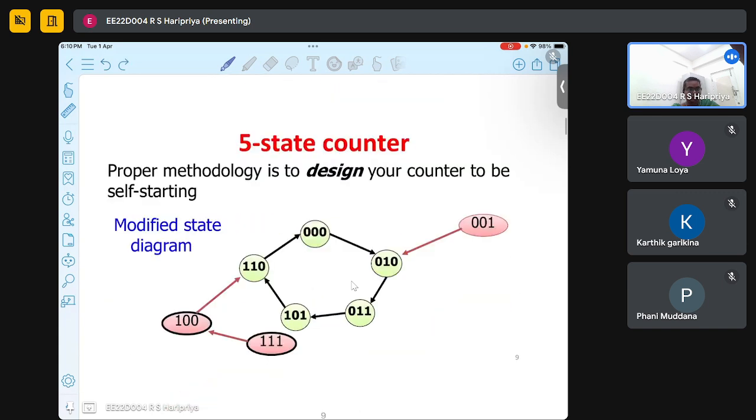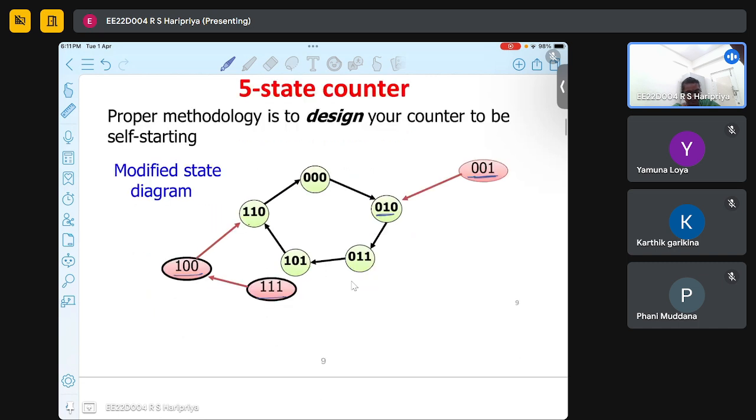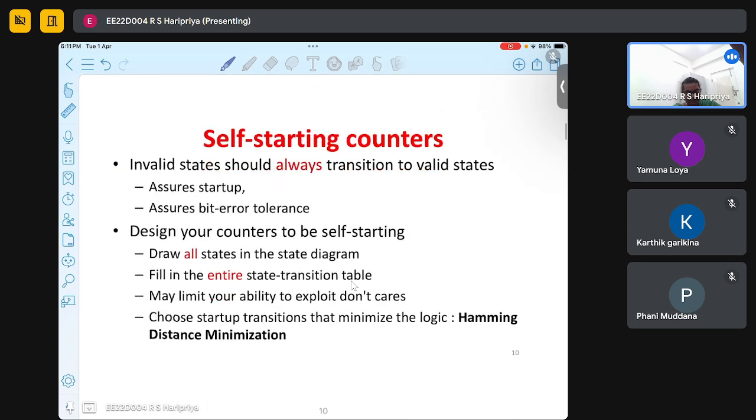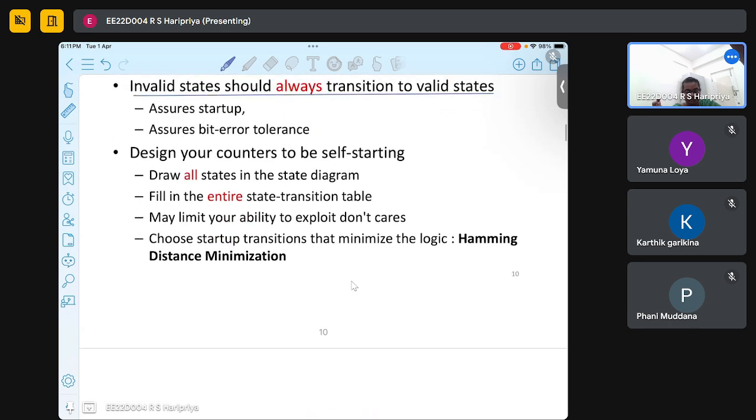So for that, we need some modification in the state diagram. For example, if it is in state 1, it should come to 2. If it is in 7, it should go to 4 or 6. So that if it is getting stuck in an invalid state also, the circuit has the mechanism to come back to a valid state and start the counting again. So these are self-starting counters. Invalid states should always have a transition to a valid state so that we can assure startup and bit error tolerance. So design your counter to be self-starting.